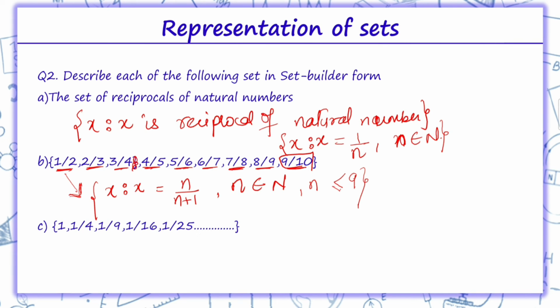Set builder form. Coming on to next, 1, 1/4, 1/9, 1/16. Now as we know, 1/4 is the square of 1/2, this is the square of 1/3, this is the square of 1/4, and this is the square of 1/5. So we'll write x such that x equals 1 upon n square. Now there was no n term given over here, so we'll write n belongs to natural numbers.